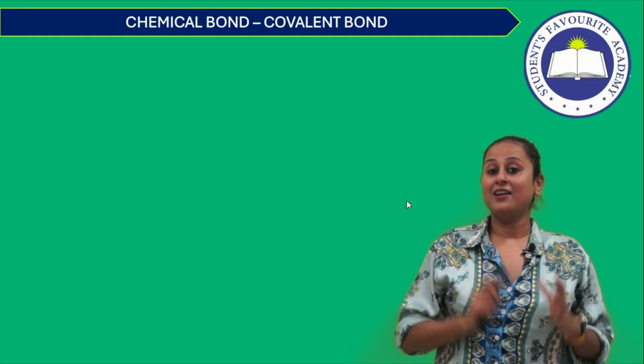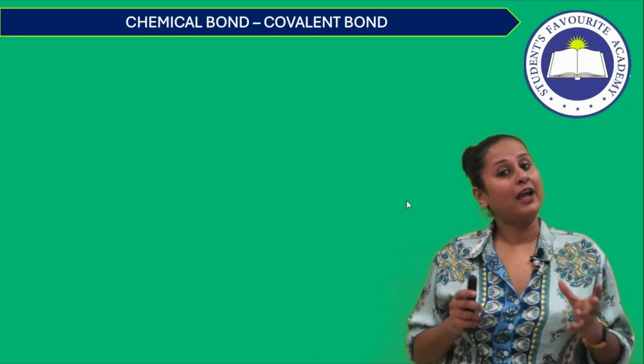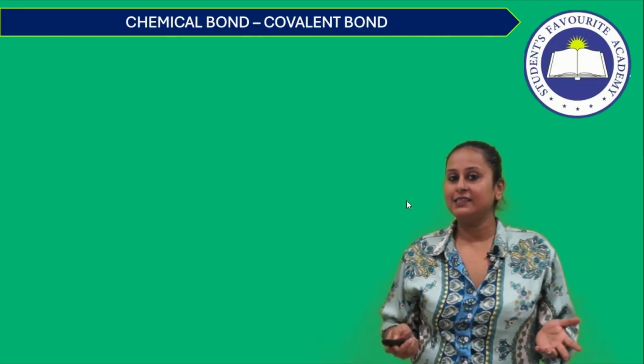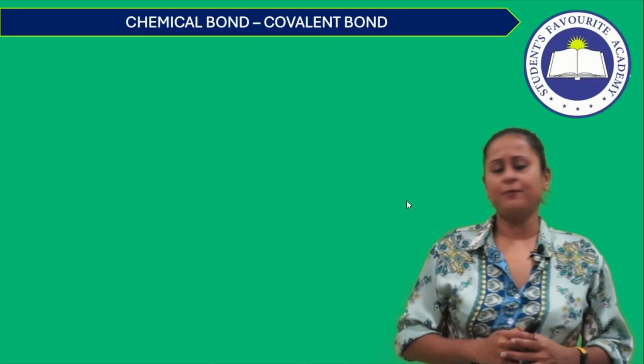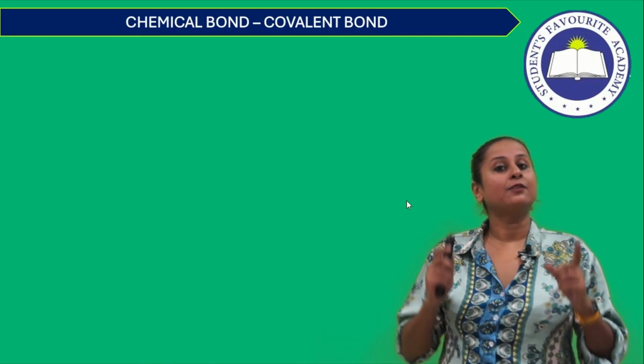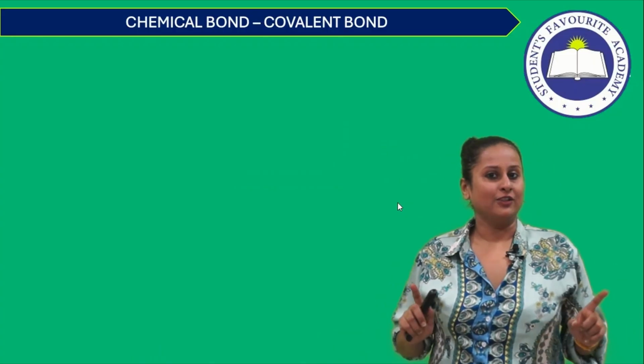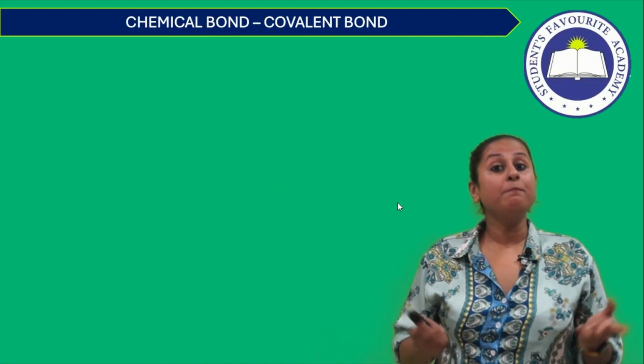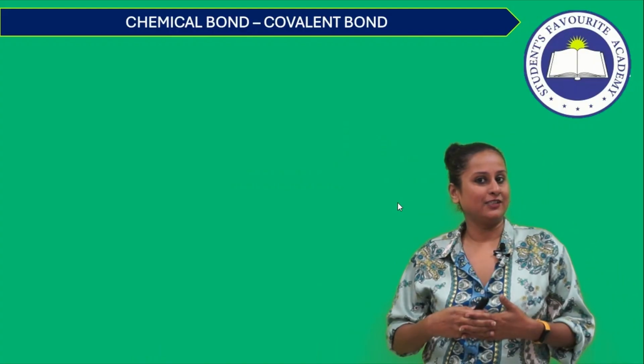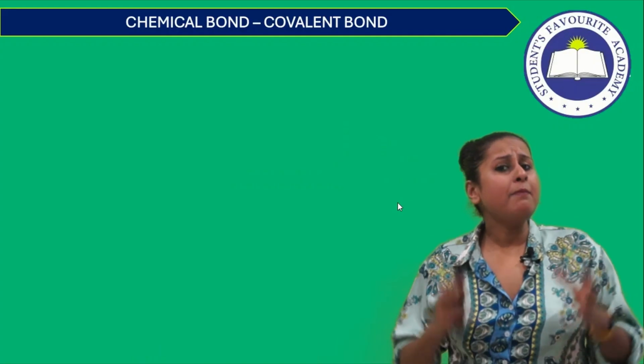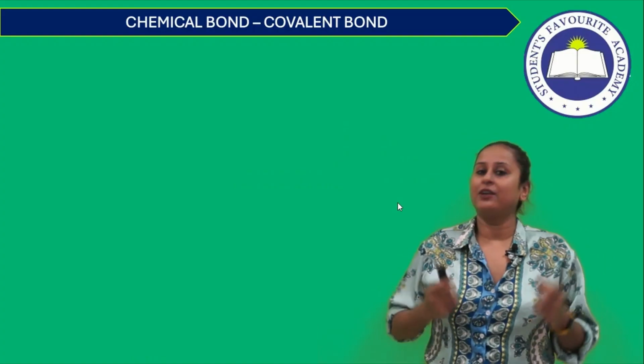So children, now we have understood what is an electrovalent or an ionic bond and what is electrovalency. Now we come to the next type of bond, a bond which is formed not by ions. These bonds are formed by mutual sharing of electrons. So like I told you, some atoms are not ready to give electrons.